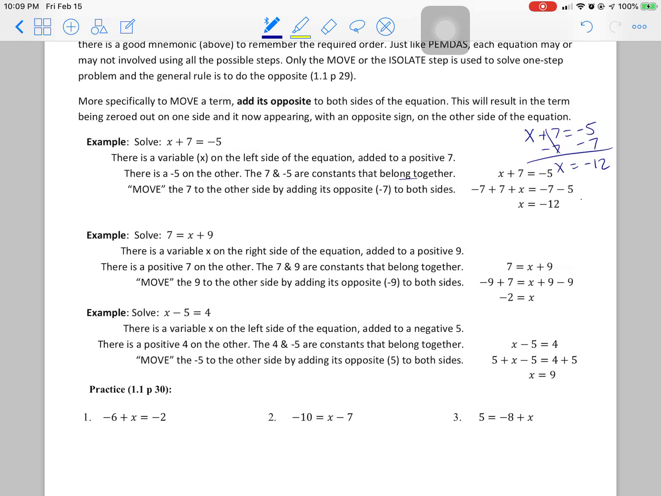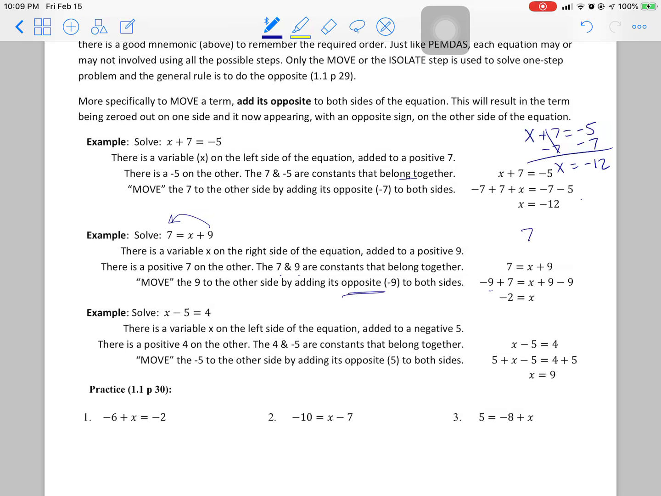All right, what if x was on the other side? I still want to get this 9 out of the way and put it over there. Because remember, we're heading for an x alone on one side. So the problem is the 9. So we want to remove the 9 from both sides. Okay? The 7 and the 9 are constants, so we want them together so we can add them. So move the 9 to the other side by adding its opposite to both sides.